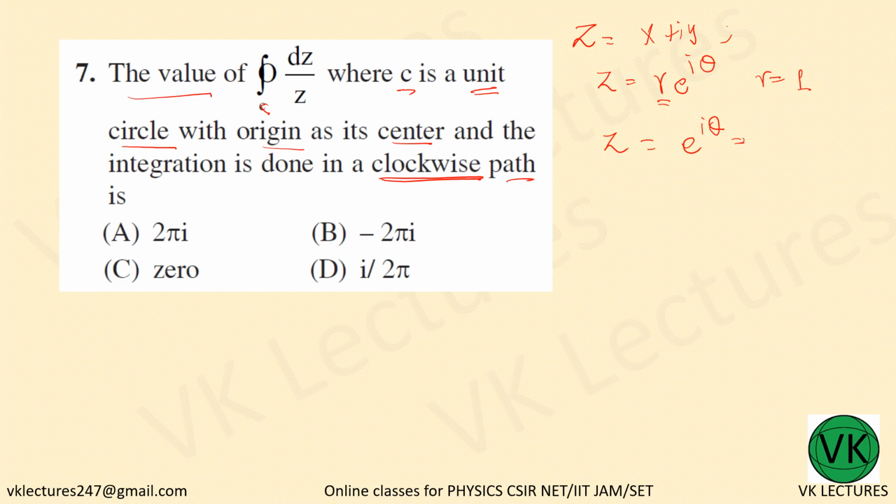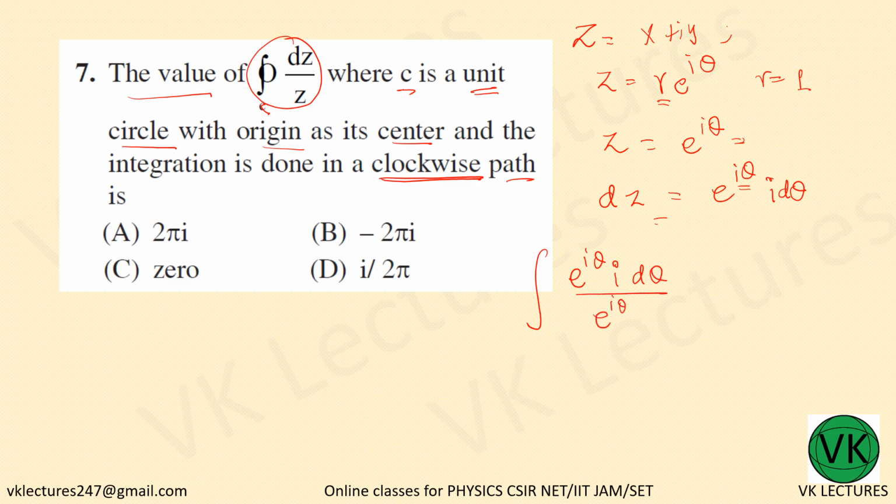So we got the value of z. Now we want dz. What is dz? It is e power i theta into its derivative, whatever is on the exponential term, so i d theta. So dz is e power i theta i d theta. Now just substitute these values in our integral. So the integral of dz by z is nothing but e power i theta i d theta divided by e power i theta.